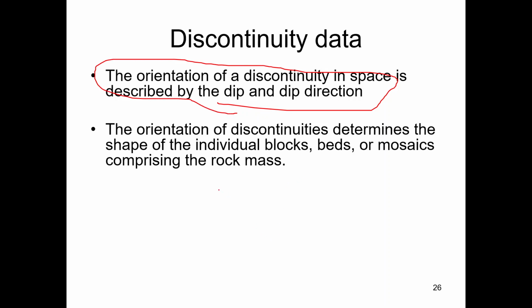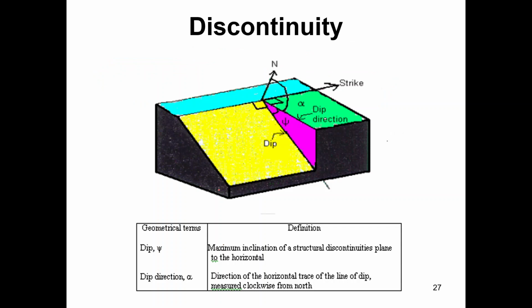Okay, this is slope data. The orientation is going to determine the shape of the block. This is how we measure the discontinuity. We measure using a compass, a geological compass. We measure the dip direction and dip angle of this fracture, joint or discontinuity.